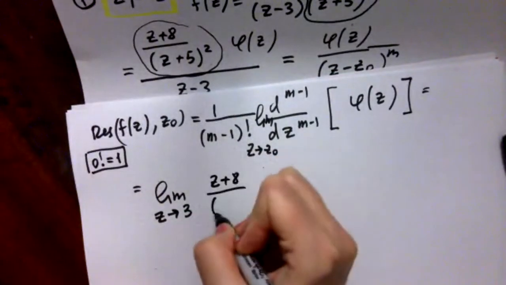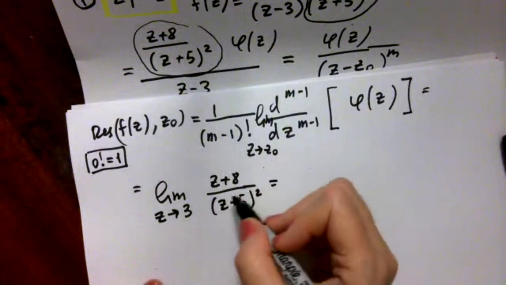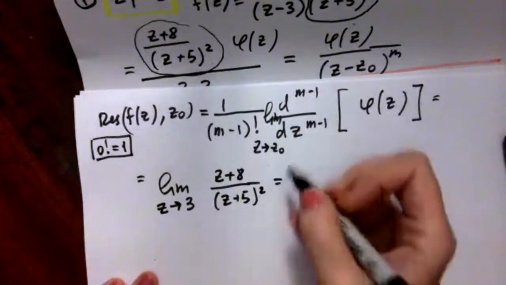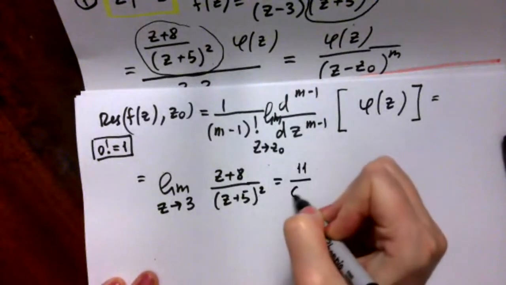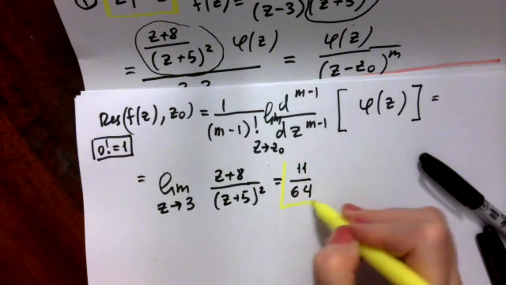z plus 8 divided by (z plus 5) squared. And now we can plug in 3 already. But I have an impression that I already did it before. Yeah, we already did before. So it was 11 over 64. So we have our first result.